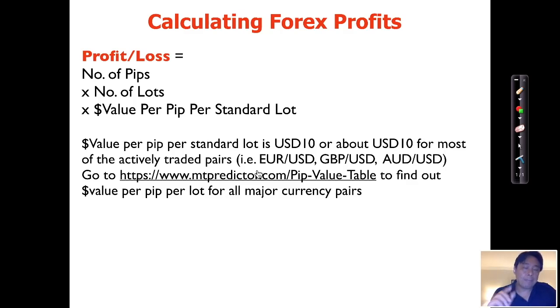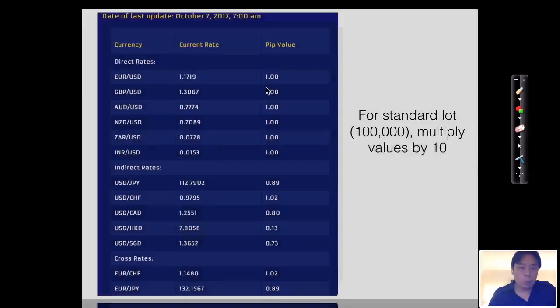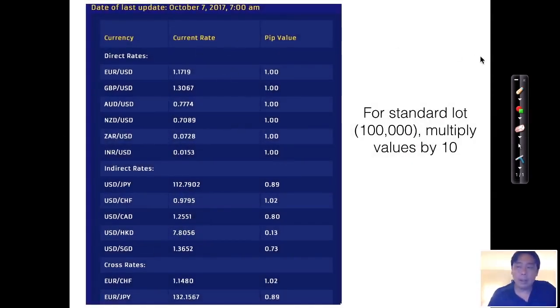But to get the exact value, you can go to this website over here, which is mtpredictor.com/pip value table to find out the exact dollar value per pip per lot for most of the major currency pairs. So if you go to the website, you will see something like that, okay? And again, this changes all the time. So you have to get the latest update on that day, okay? So on this day, when I log in, it's the 7th of October.